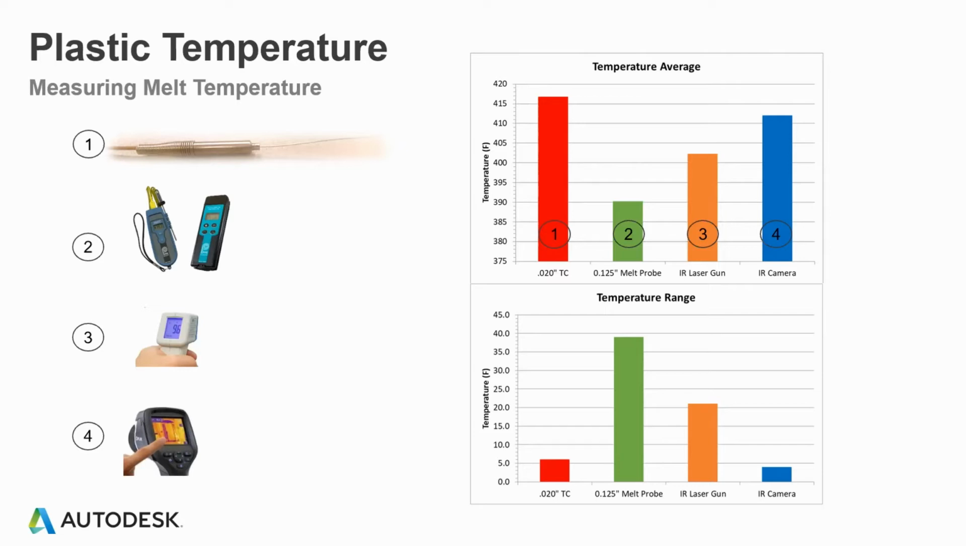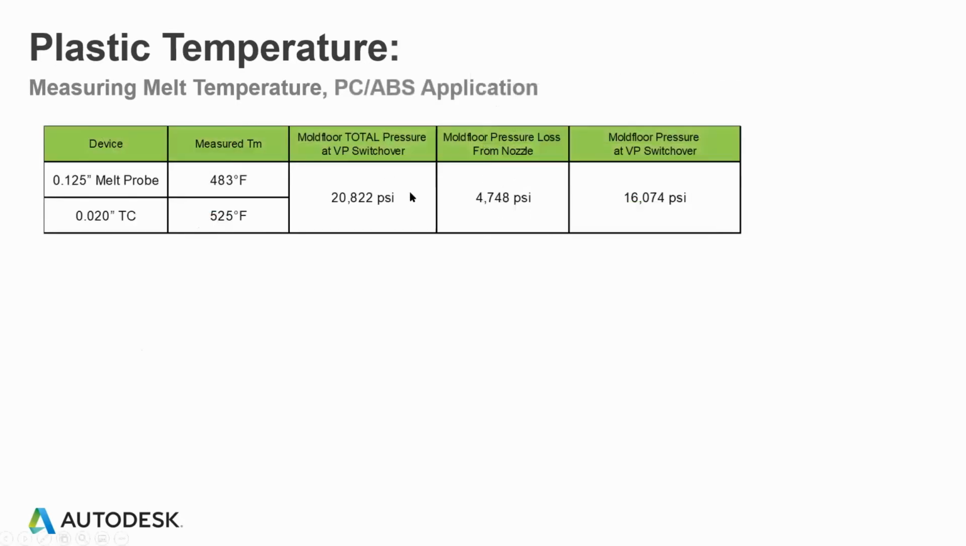And interestingly enough, we can actually close the gap between the red bar number 1 for the thermocouple and the blue bar number 4 if we take an image of the stream of plastic with the IR camera. So when John did that, he gets almost an identical measurement. So this should give you an idea how this could play out in the real world.